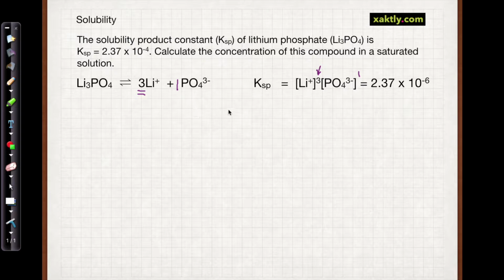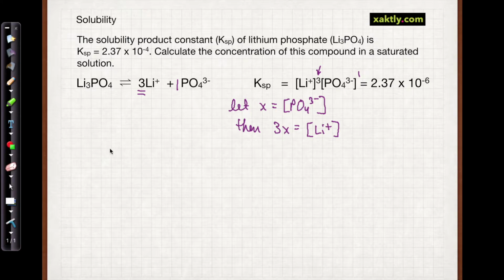And now we just do a little bit of algebra. We're going to let X equal the phosphate concentration. It's easiest that way because the phosphate is raised to the first power. And then if X is that concentration, then 3X is going to be the concentration of lithium ions because there's 3 times as many moles of lithium ions as phosphate. Then we can just rewrite our KSP expression using those variables.